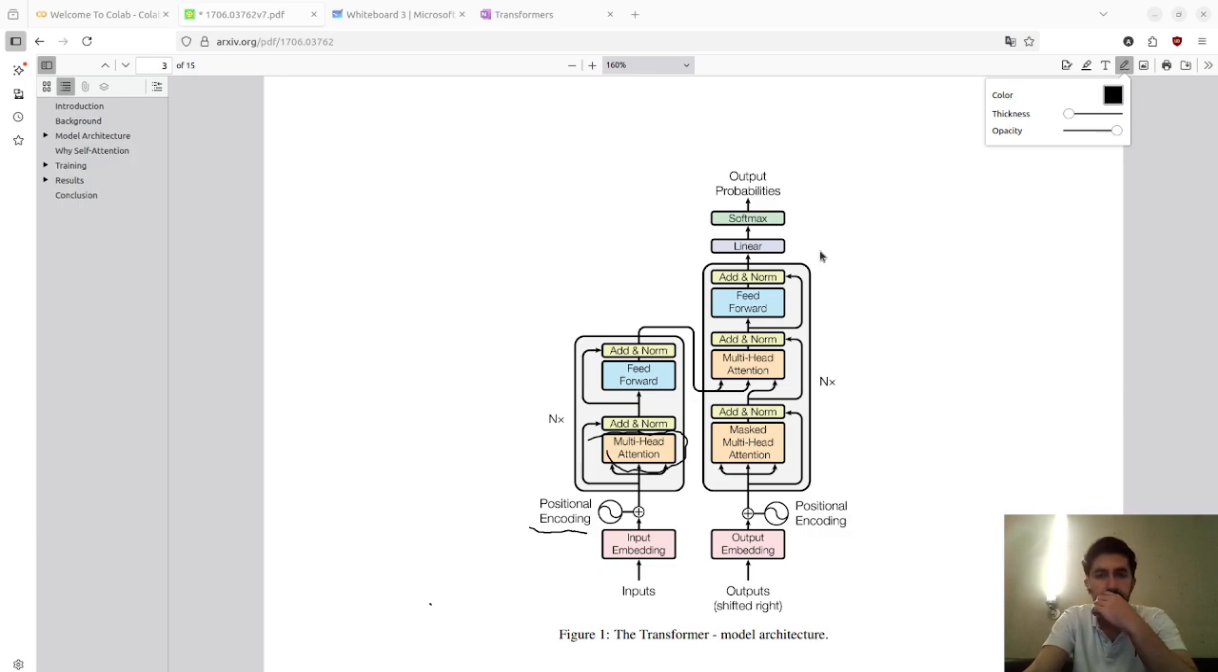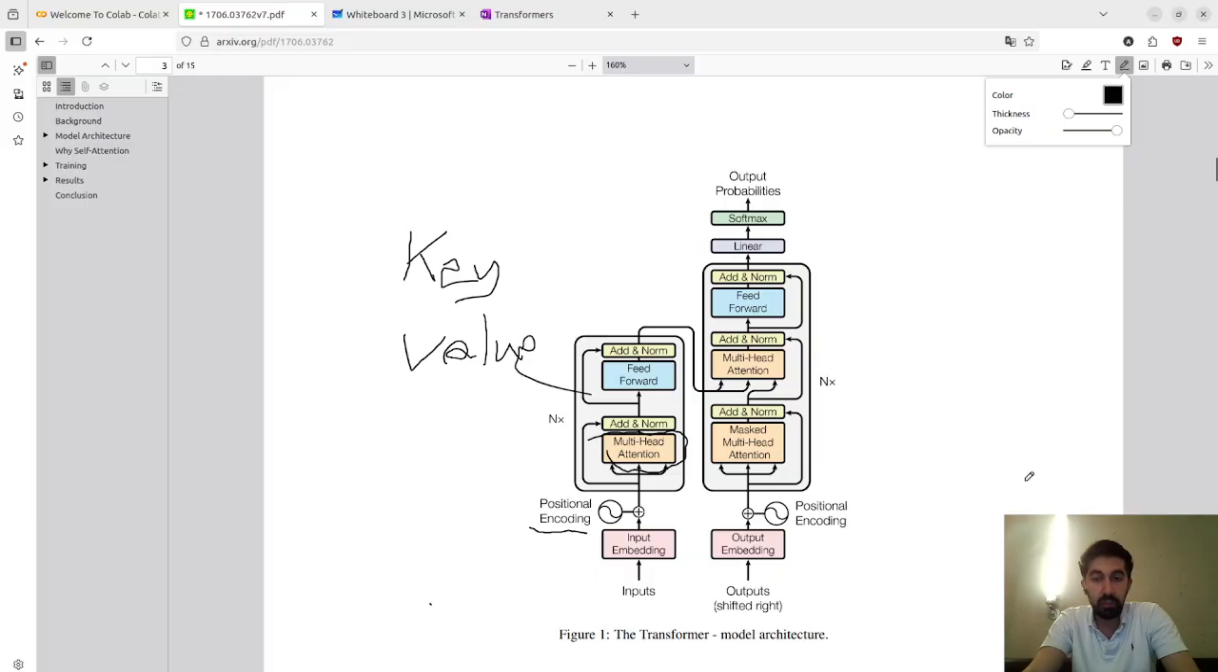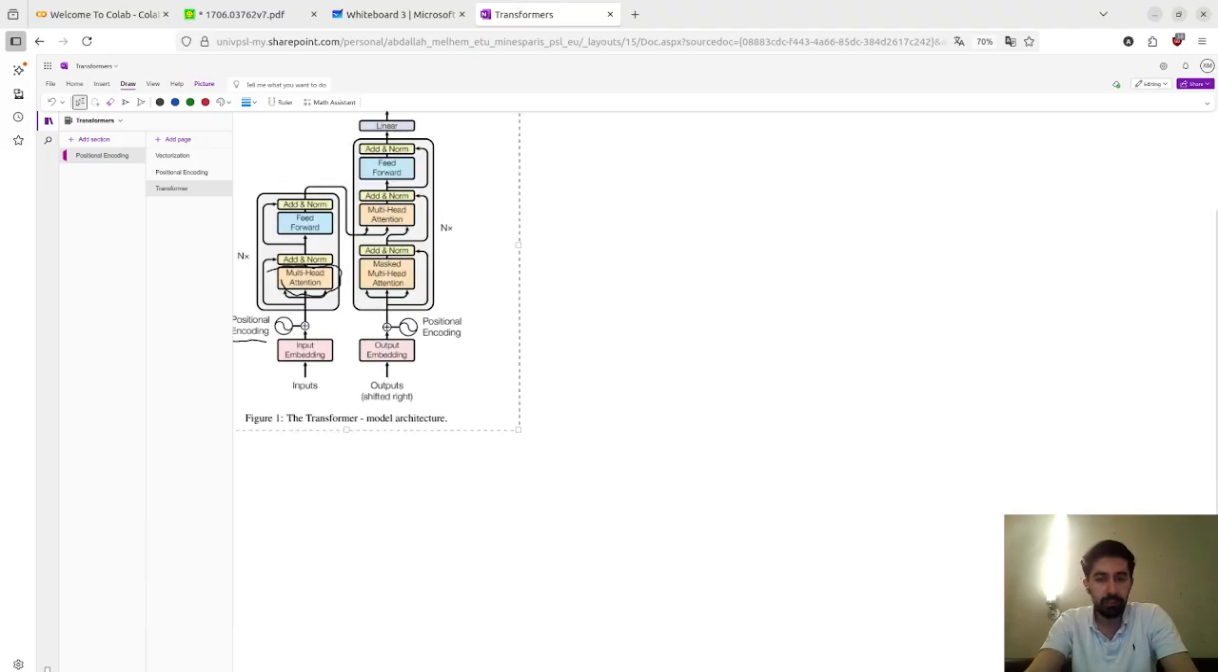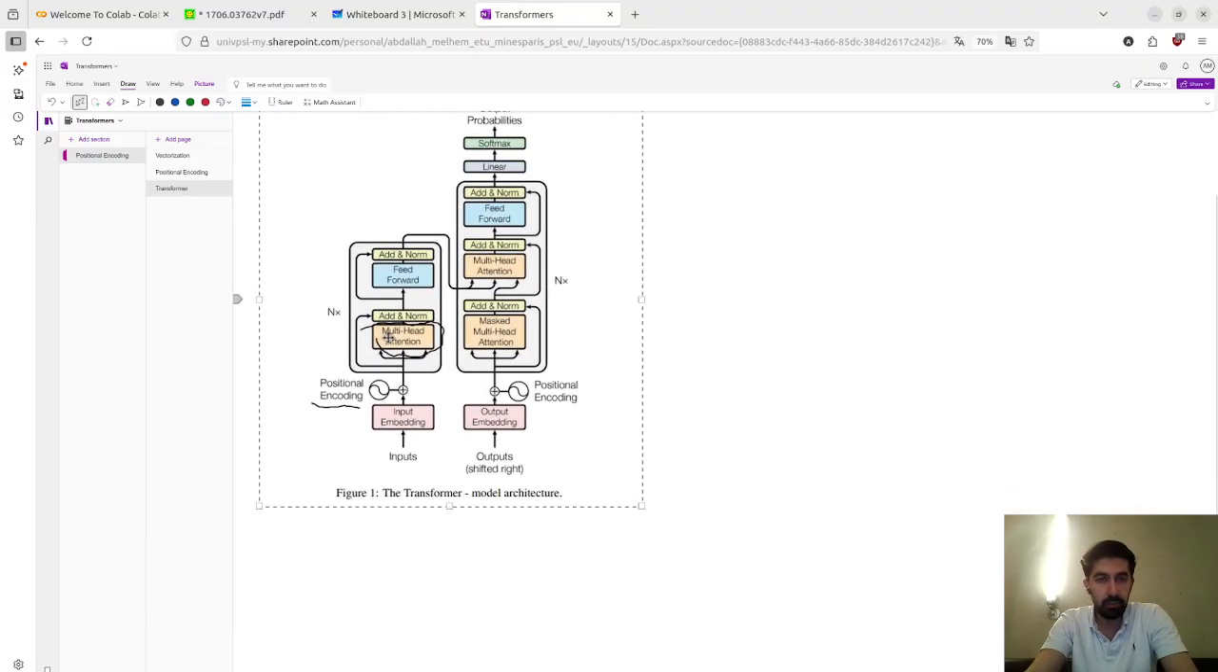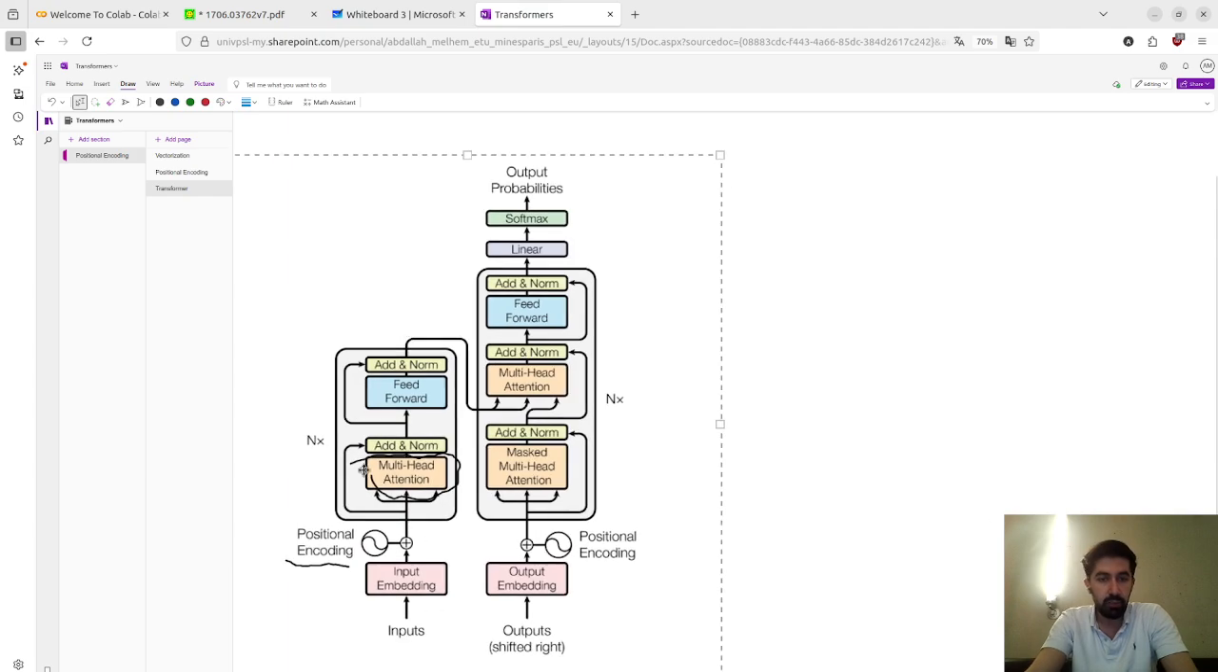Sorry, I made a small mistake in what I just said. It's actually the key and value that come from the encoder, and the query comes from the first attention. I just said it's the key and query from the encoder and the value here. It's actually key and value from the encoder, and the query comes from here. So let me go one more time because it's a bit complicated.